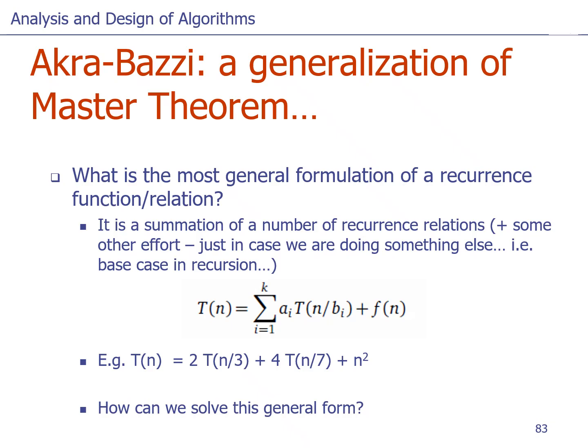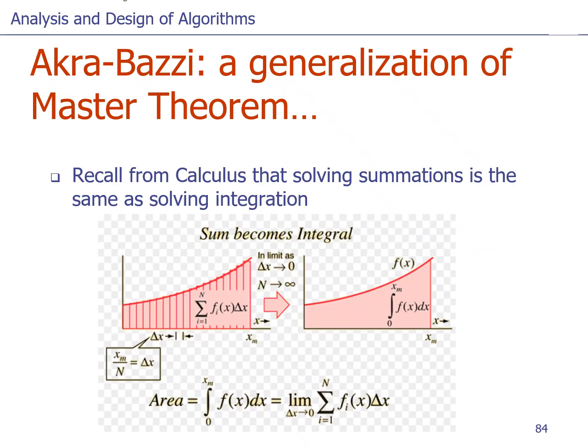Do we actually have code that maps to 2T(n/3) plus 4T(n/7)? Yes, as I mentioned, in the graph theory area, there are some really advanced algorithms where, if you try to write the recurrence for it, it will be something like this or even more complex. So how did they go about it? Well, since we are trying to solve summations of recurrences, let's model it as, guess what, from your calculus days, calculating the area under a curve.